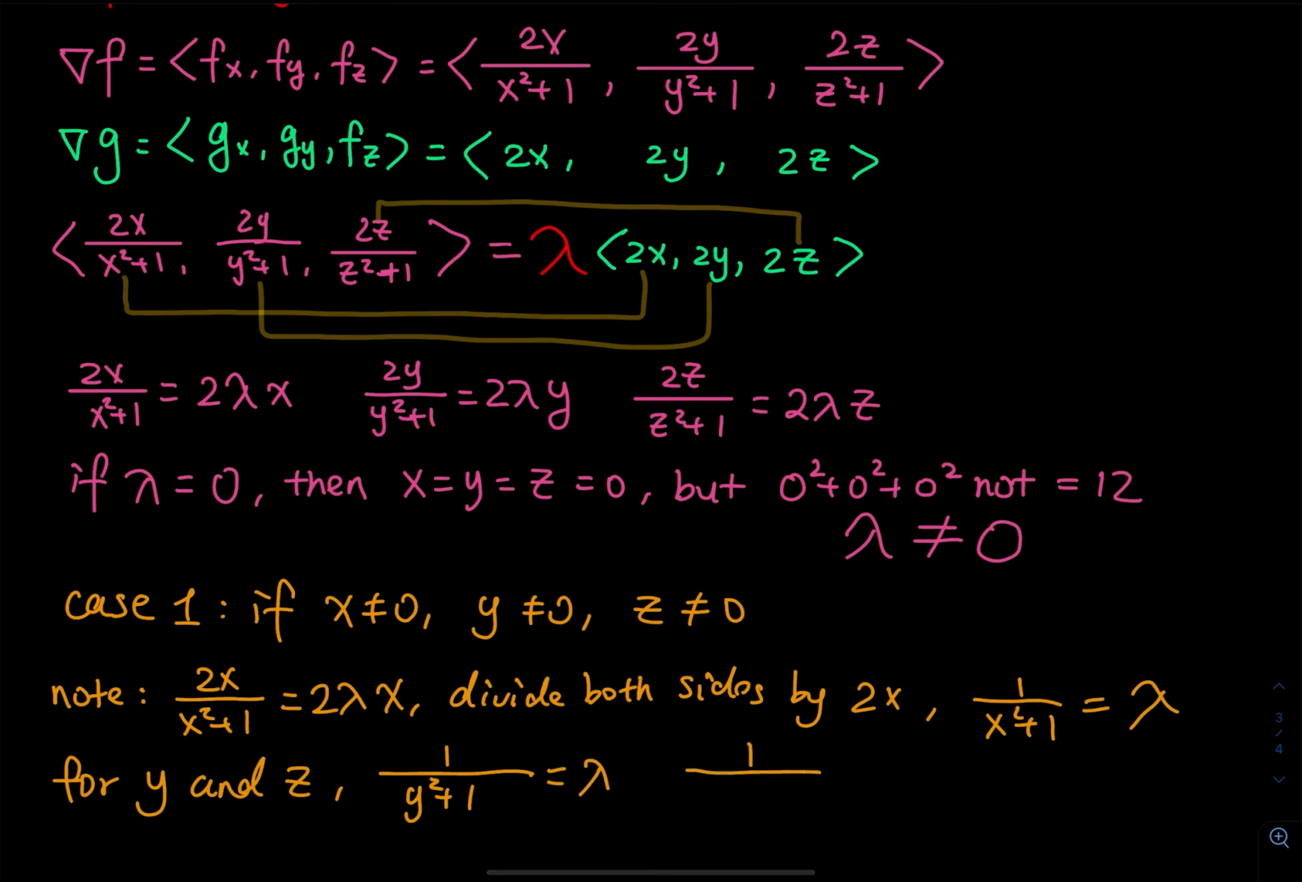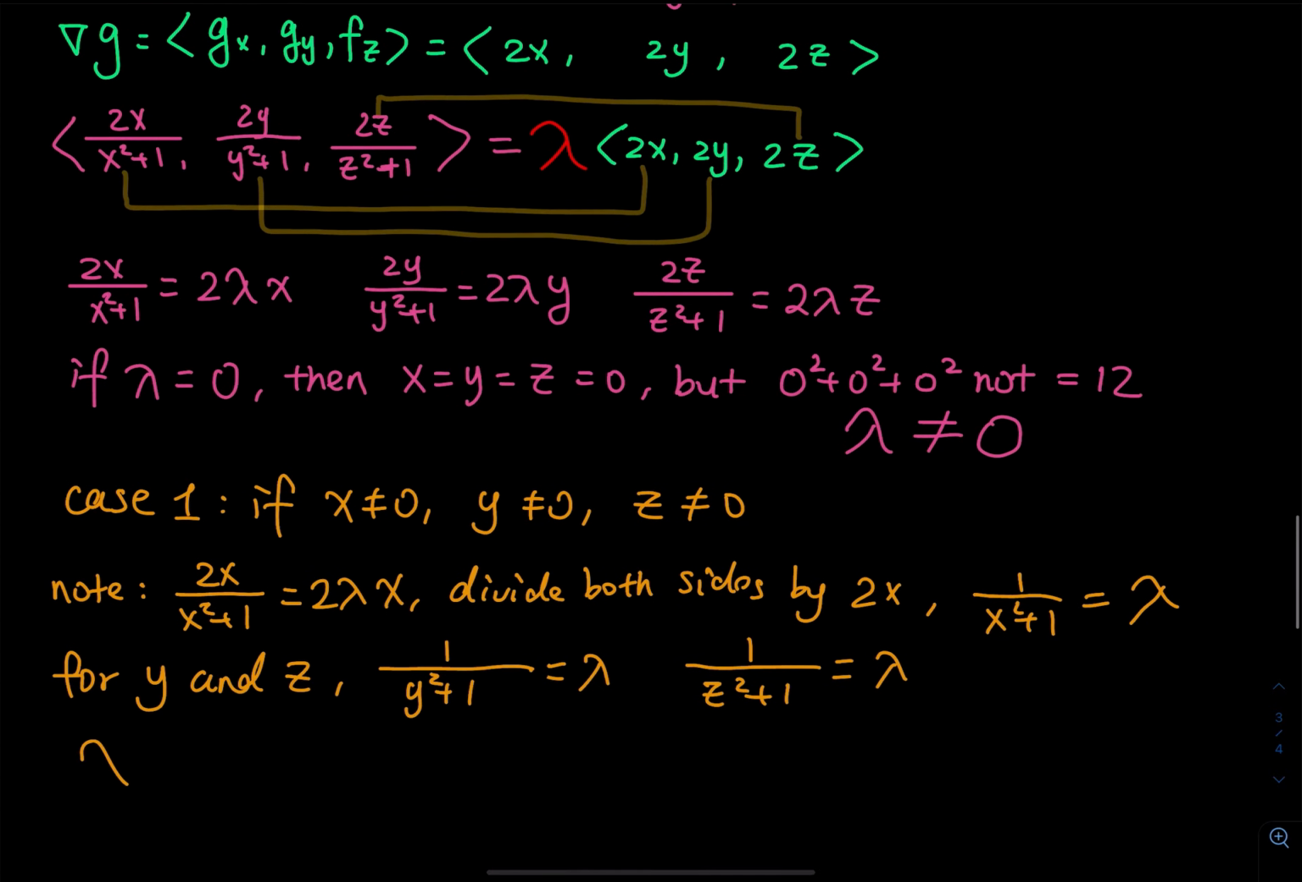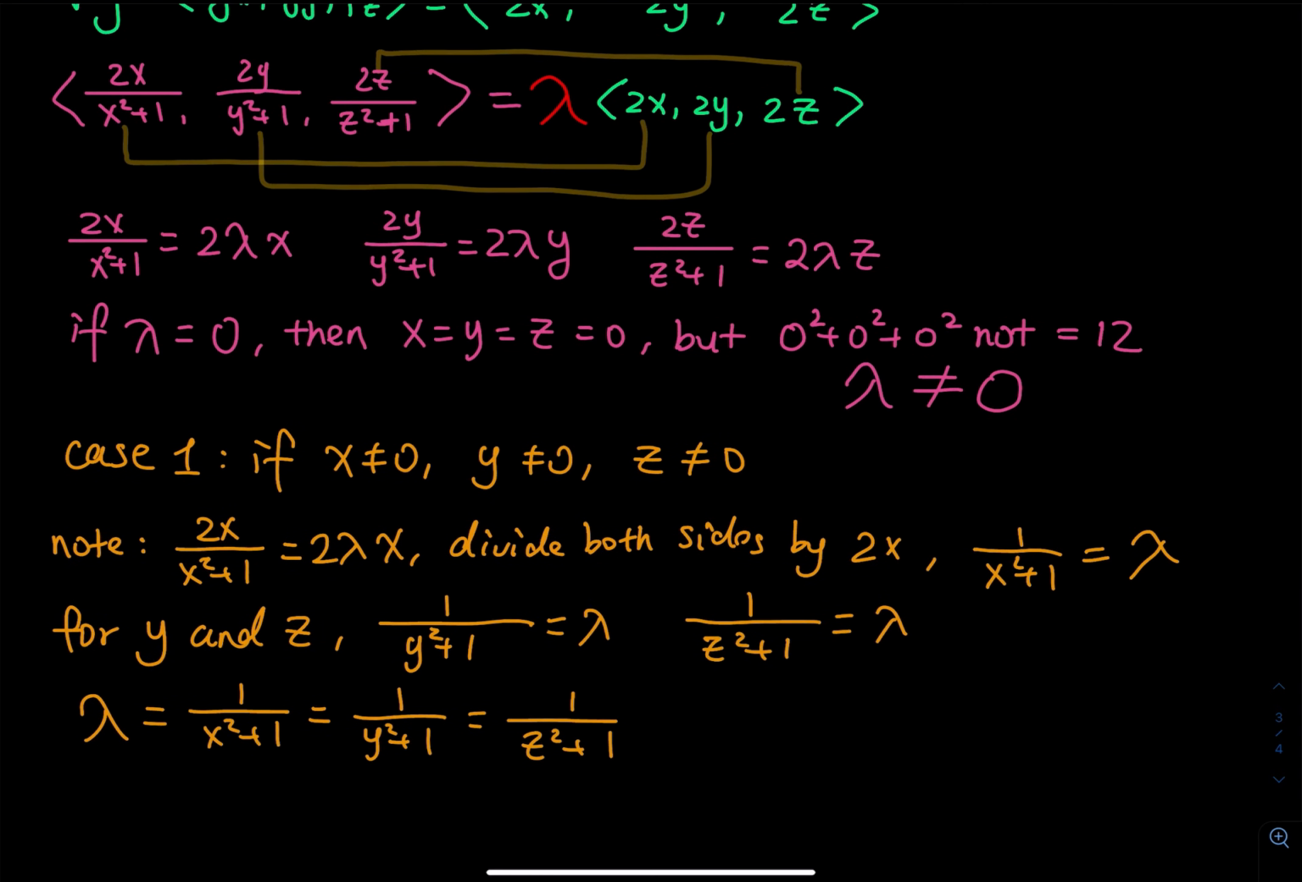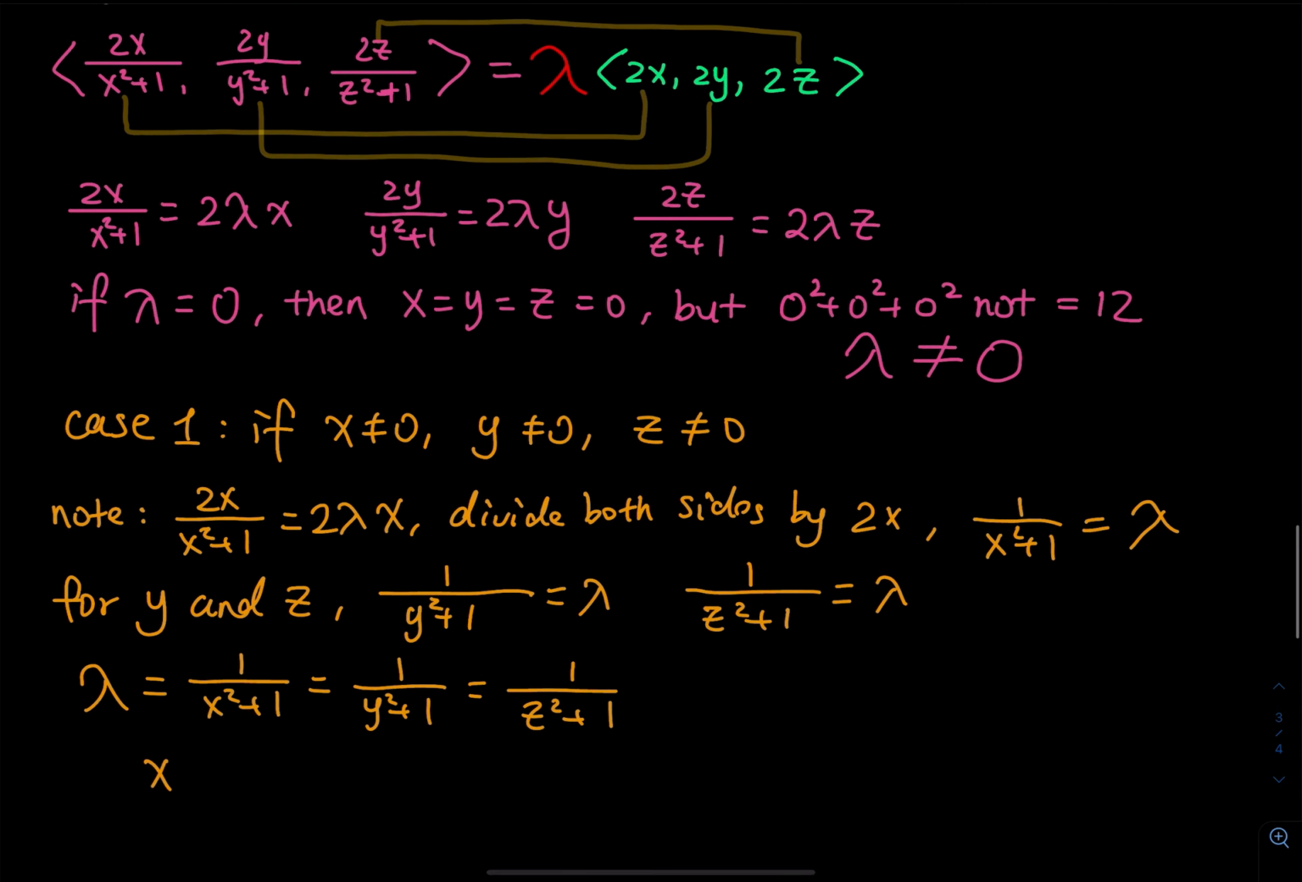And then 1 divided by z squared plus 1 equals lambda. So they are all equal to lambda. That means I can just set them all equal. So I have lambda equals 1 over x squared plus 1, which is the same thing as 1 over y squared plus 1, 1 over z squared plus 1. Okay? And since they are all equal, that means x squared equals y squared equals z squared in this case.